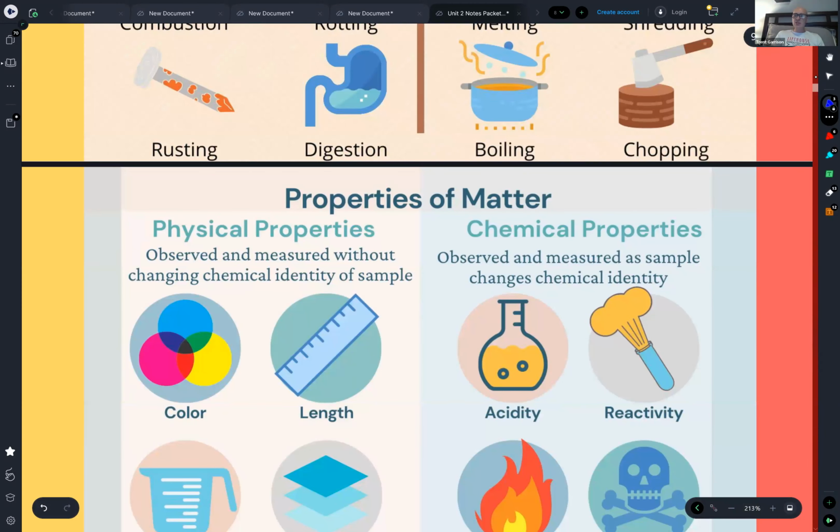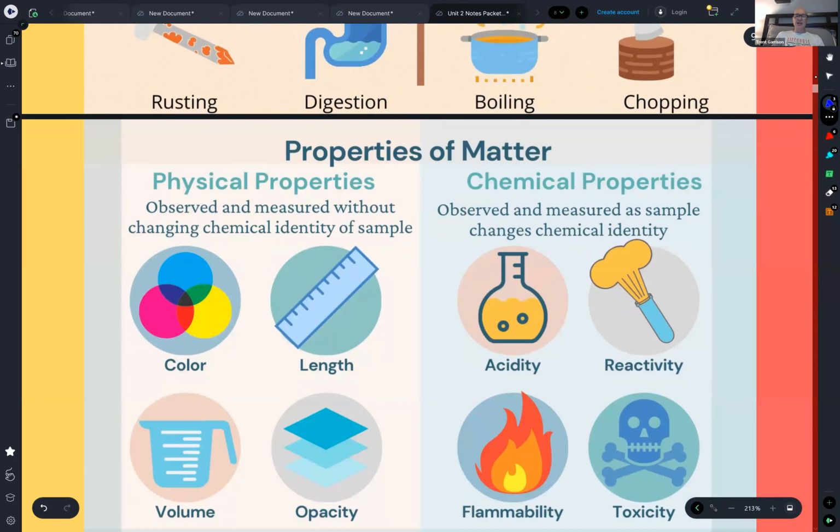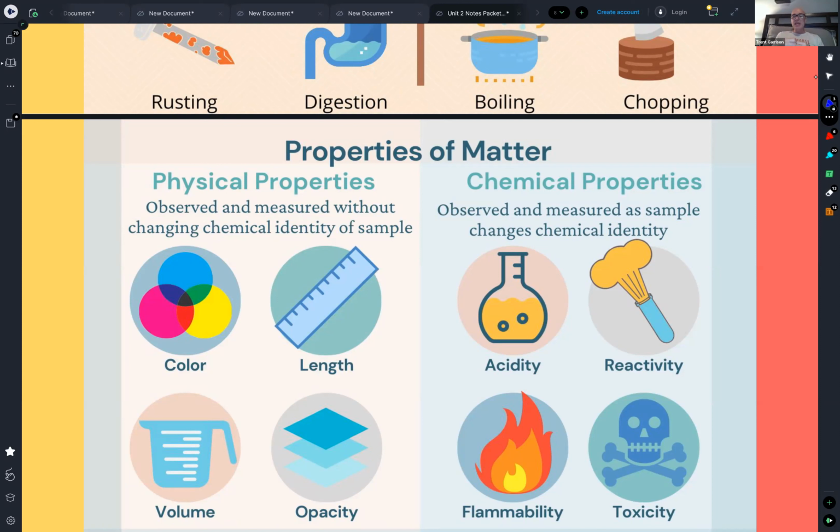Now, associated with this is the idea of the properties, how we can describe and measure those changes. So a chemical property is something that describes how much it's going to change. So the acidity of the compound, how much acid is in there, how much does it dissolve a metal, reactivity, does it cause a big vigorous combustion or something that goes wrong, changes, flammability, does it burn, toxicity, is it something dangerous to us?